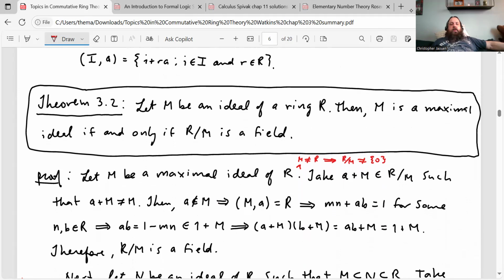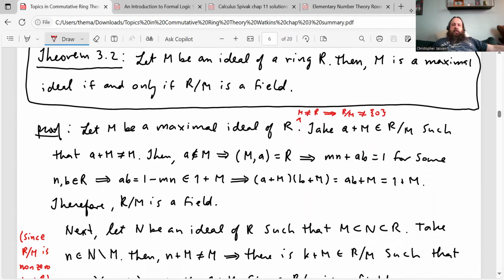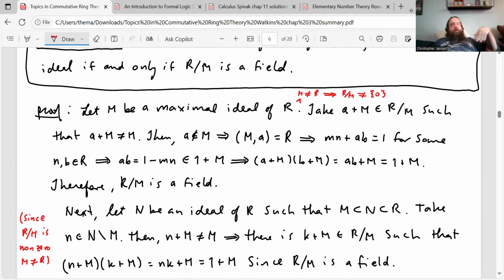Okay, then we get to theorem 3.2. Let M be an ideal of a ring R, then M is a maximal ideal if and only if R mod M is a field. Right, and this is the last big proof of the section, but there's a couple of examples after this.